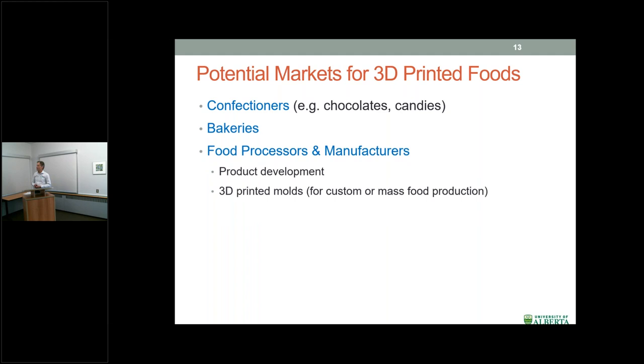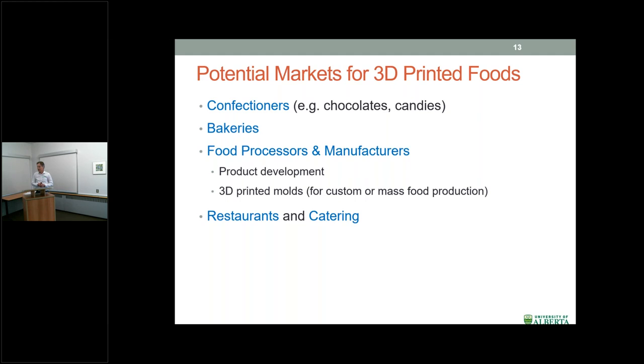Food processors and manufacturing. So some larger manufacturers, and I have a case study I'm going to show in a minute here, showing how 3D food printing has been used in product development. And the second one is not really a 3D printed food, but it's for manufacturers in the sense 3D printing has also been used to create molds. So if you need to create silicone molds, you can actually use a 3D printer to do that. Don't eat the mold though, it's not food.